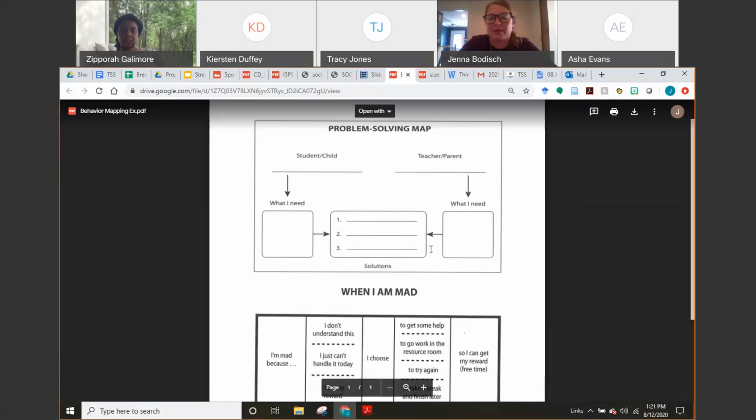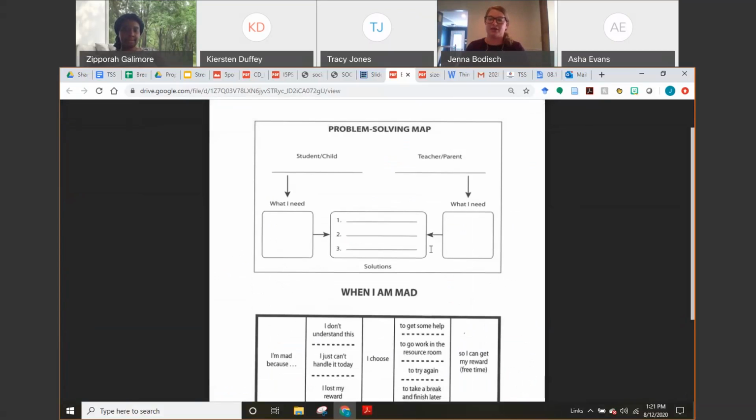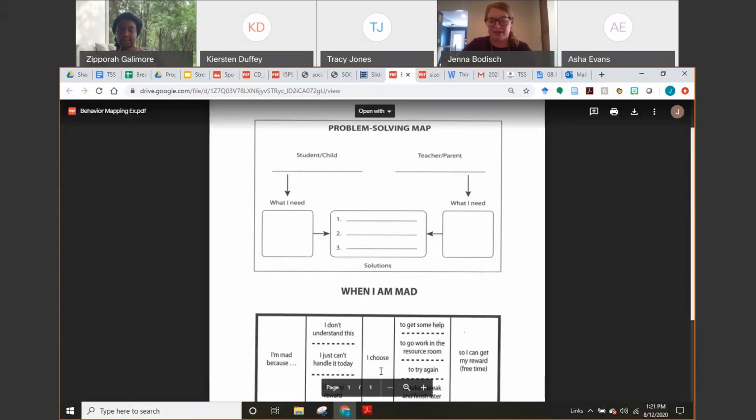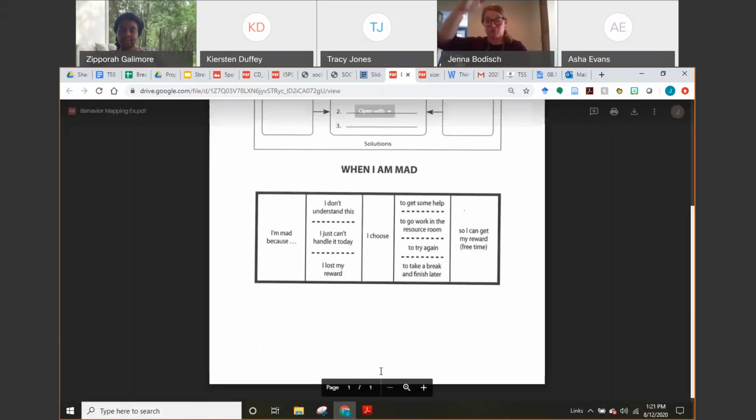Our problem solving map. So just another way to lay out this information and make it more digestible for people who might have these executive functioning skills. What do I need? What does my teacher, or parent, or guardian need? What are some solutions that we can agree on? Mapping out for I'm mad because whatever reason, what do I choose to do? And what happens afterward?